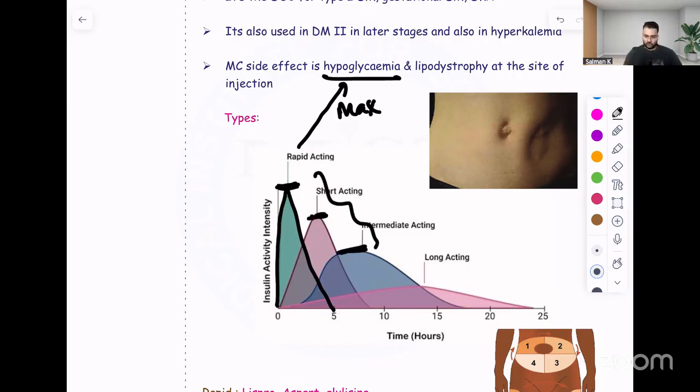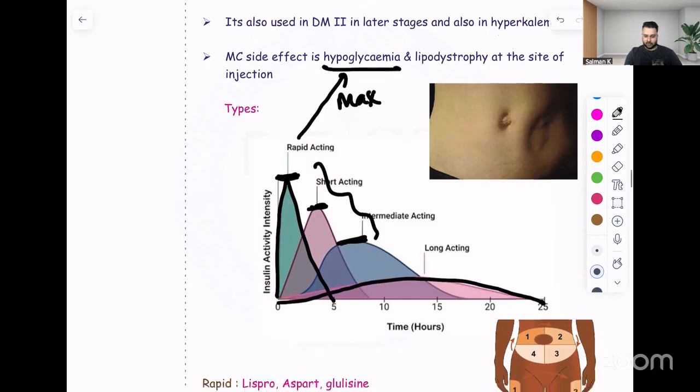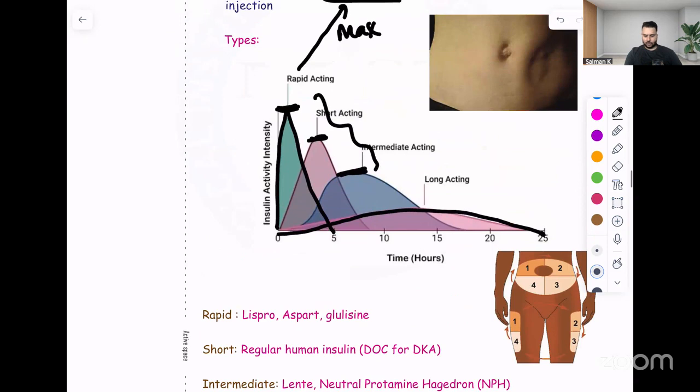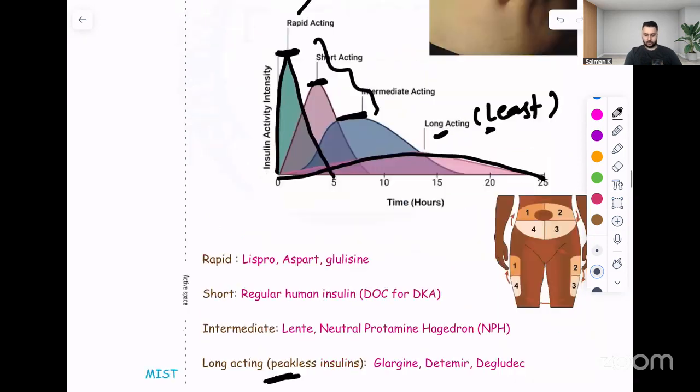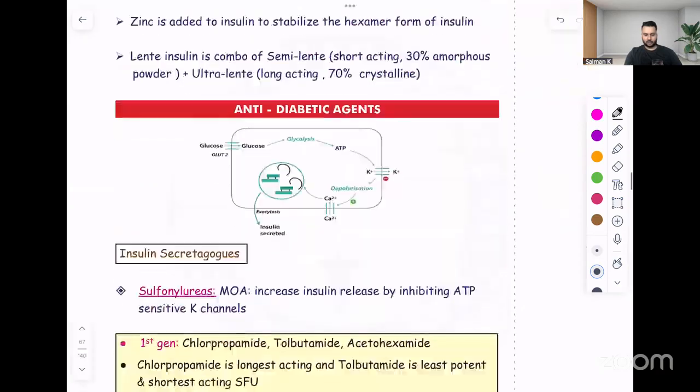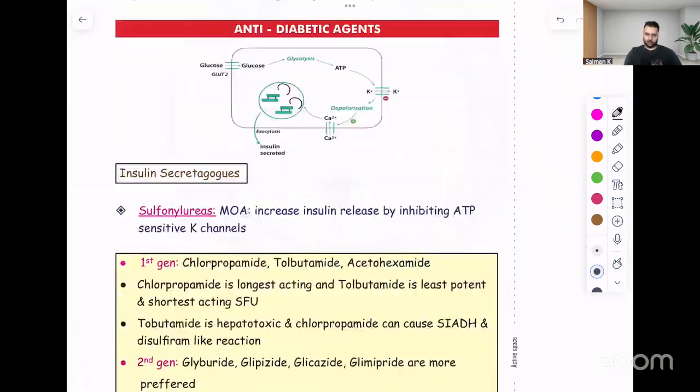Long acting insulins, because they don't have a peak, they are like this. They are called peakless insulins. Long acting are called peakless. And as you see here, they are having least risk of hypoglycemia. So you should see the names, which one is long, which one is rapid, etc. Okay. Now coming to anti-diabetic agents, where usually the question will come from.